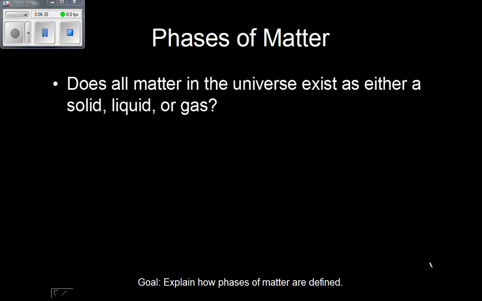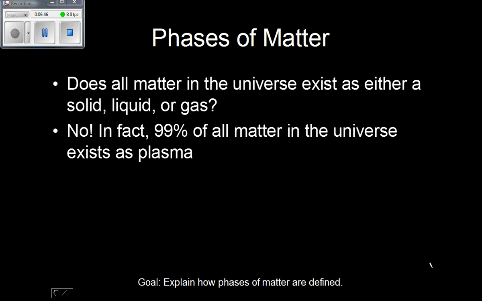Now you may be asking yourself, is all matter in the universe either a solid, liquid, or gas? These are very common on Earth. We see them all the time. We're used to dealing with them in our everyday lives. However, most of the matter in the universe actually does not exist as a solid, liquid, or gas. It exists in a phase called plasma. Plasma is very rare on Earth because you have to take a gas and make it super hot. One of the only places we see plasma on Earth is in the form of lightning. However, all of the stars, including our sun, exist in the plasma phase of matter.